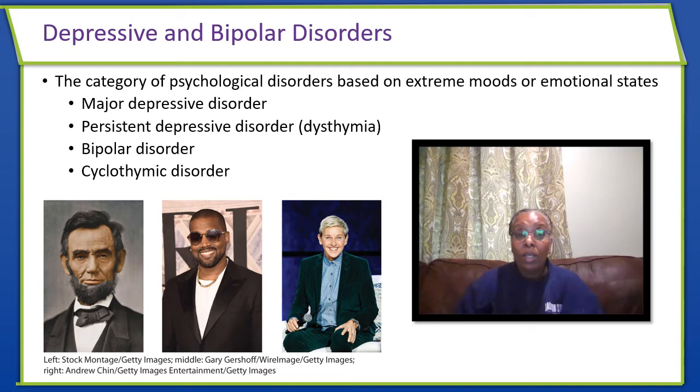In this category, we're dealing with extreme moods or emotional states. The main ones are major depressive disorder, and persistent depressive disorder, which was once known as dysthymia. This is when a person has been depressed for over 6 months. You have the bipolar disorders, and when I say bipolar disorder, you actually have bipolar 1 and bipolar 2. We'll talk about it more. Then you have cyclothymic disorder, where you might go through a depressed state 3-4 times within a year, it stops, starts, and you get the picture.